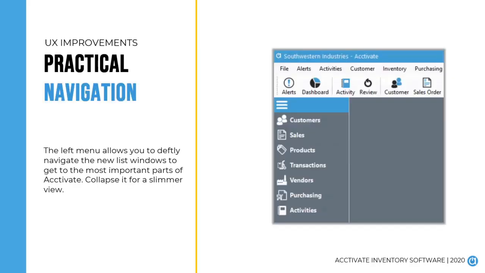Alright, now let's talk about another big enhancement to version 11, the left menu navigation. The new left menu has been added to allow you to navigate quickly and easily to the new list windows. If you have a smaller screen or would like some additional workspace, then the left menu will collapse and just show you the icons. This isn't going to override your current icon bar, but it's an addition to it that could help you navigate to the most important sections of Acctivate.